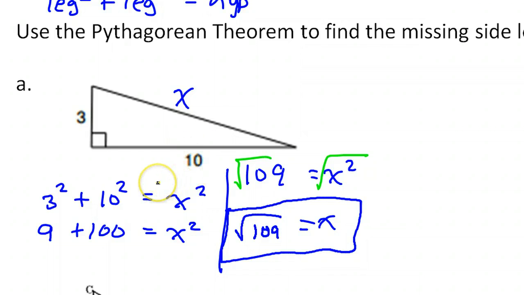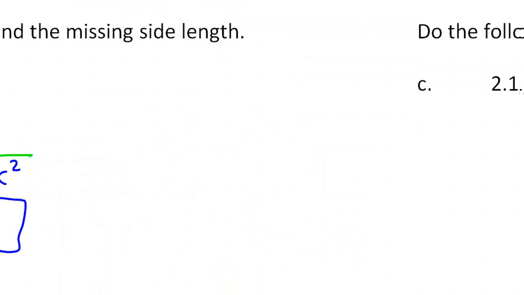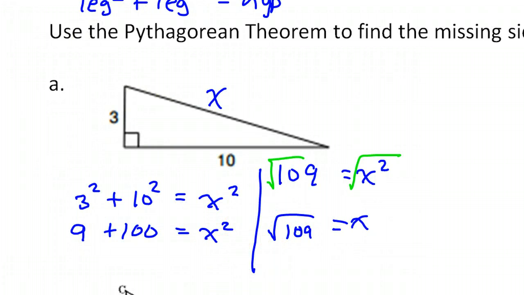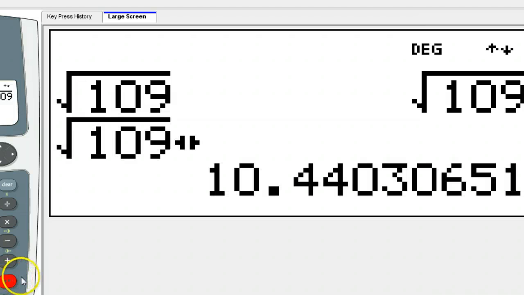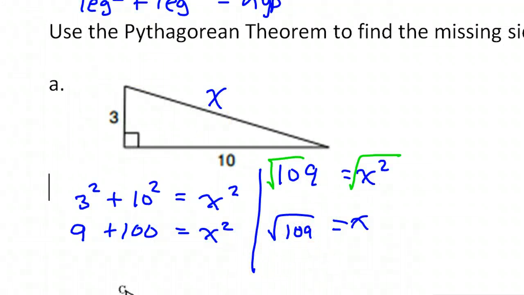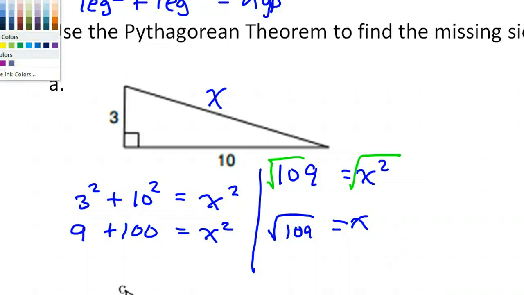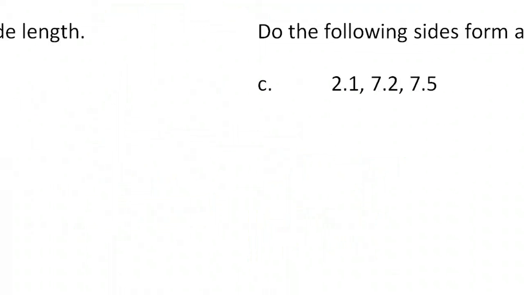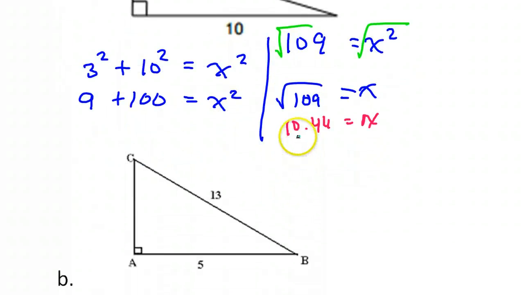Did they say anything about decimals or anything? Alright, if we did want a decimal answer, we could keep going and just hit the toggle key. So that'd be 10.44. Alright, so that's it. That's C. So that means B must be down here.